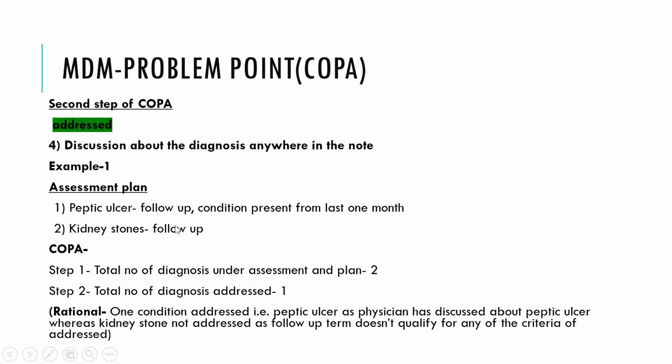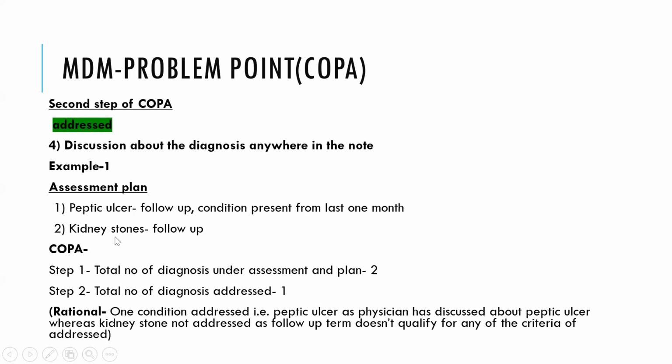Mostly they document in the HPI, but some of the physicians do document in these areas too. So you need to understand that peptic ulcer, you can consider in this case is addressed, whereas kidney stone follow-up. Now, only the word follow-up is not enough. We need another evidence, like in the history, something about the status, treatment, as you have seen the 4 criteria, test, right? If out of the 4, nothing is there, only the term follow up or refer to another doctor, you cannot consider them as addressed.